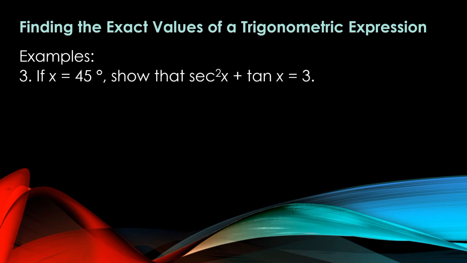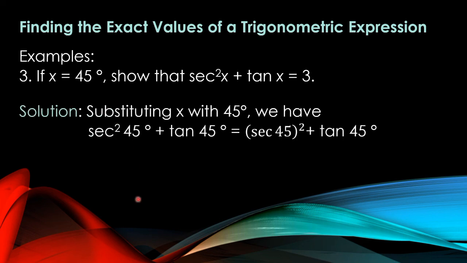Next example, if x is equal to 45 degrees, show that secant squared x plus tan x is equal to 3. So, how is that? Substituting x with 45 degrees, since the given x is 45 degrees, so magiging ano siya? Secant squared 45 degrees plus tan 45 degrees. Next, kagaya ng ginawa natin kanina, yung squared ay ipapalabas sa parentheses, so magiging the square of secant 45 plus tan 45 degrees. So, substitute again.